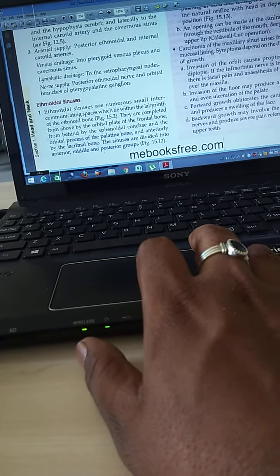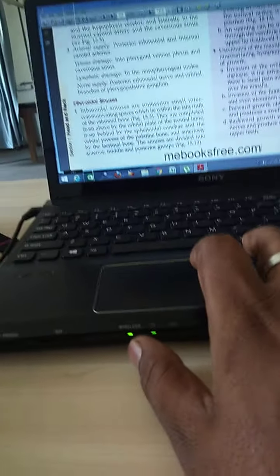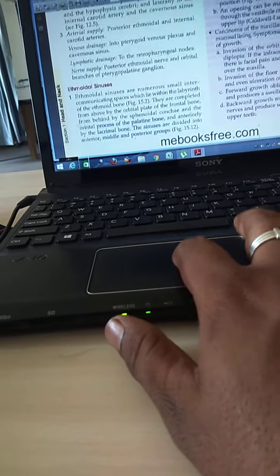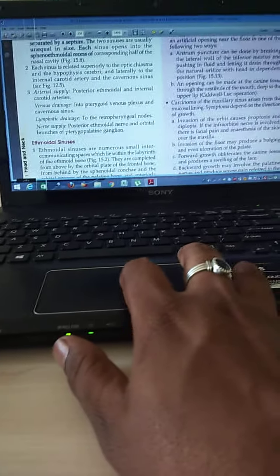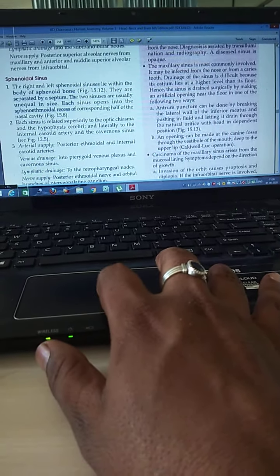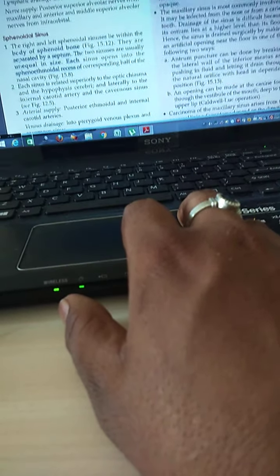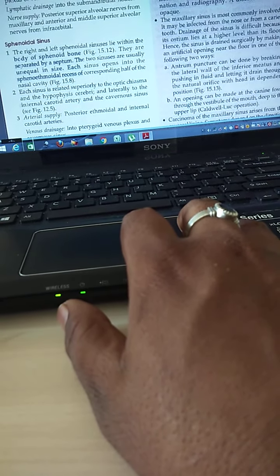The ethmoidal sinuses are almost small intercommunicating spaces. Here is the clinical anatomy. Okay, now it is secondary infection of the sinuses.